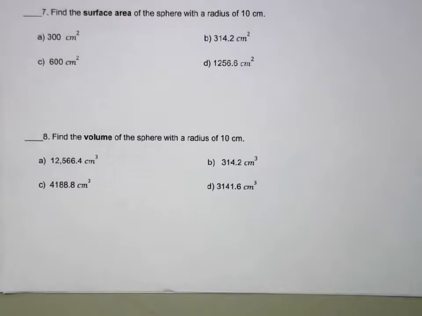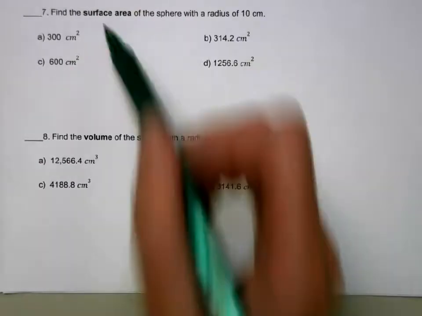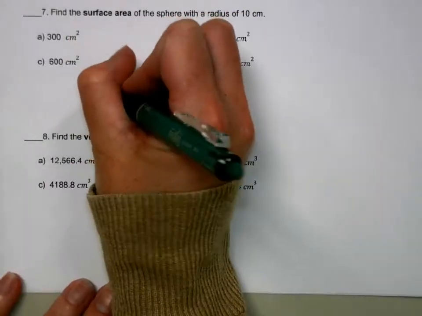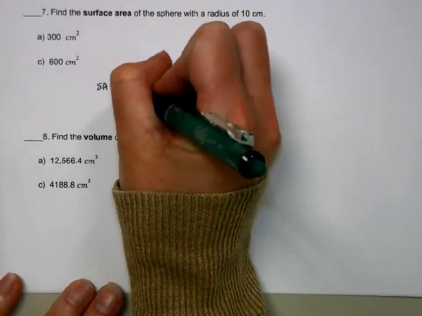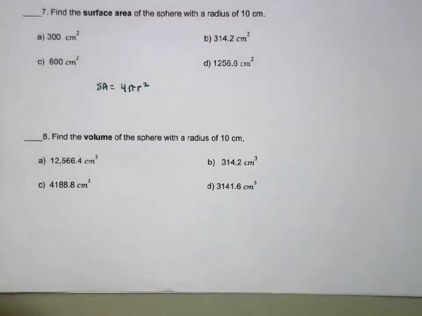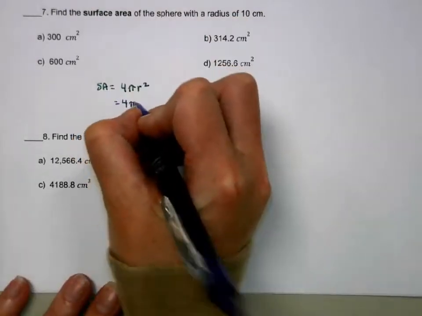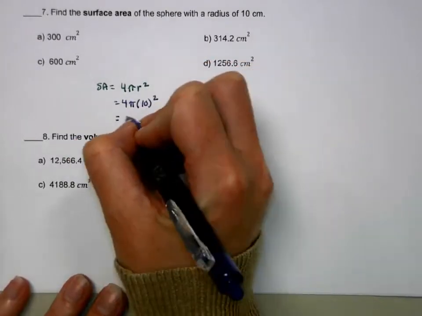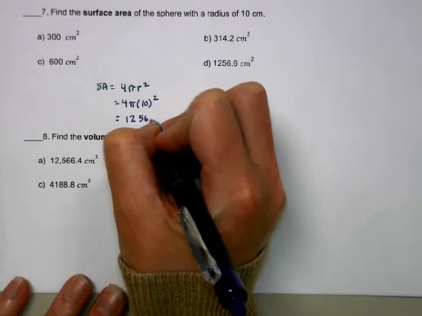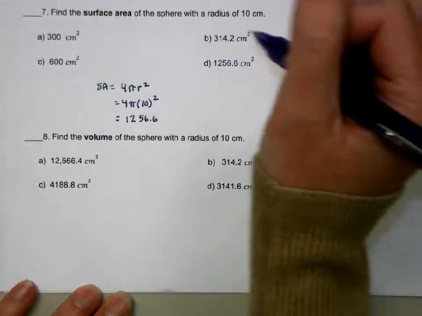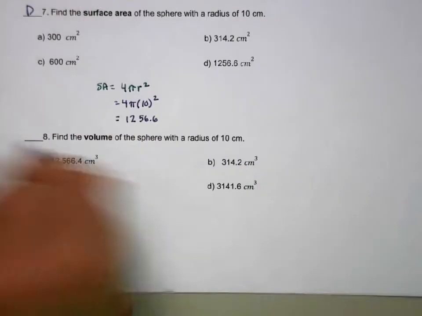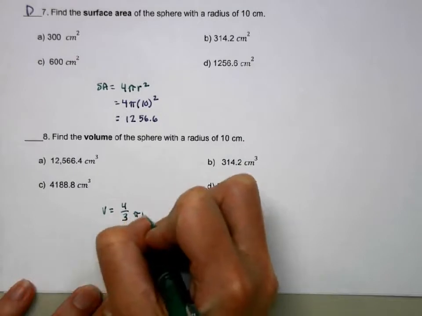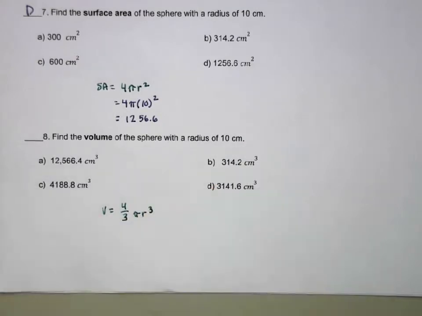Next shape we're dealing with is a sphere. We again are going to be finding surface area and volume, and they have the same radius. So the surface area of a sphere is 4 pi r squared. Okay, our radius is 10 squared. This gets us 1,256.6, which is D. And then our next one for volume is 4/3 pi r cubed. Be sure to use cubed, not squared.